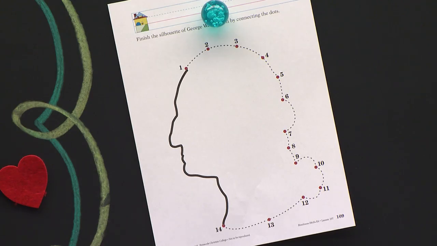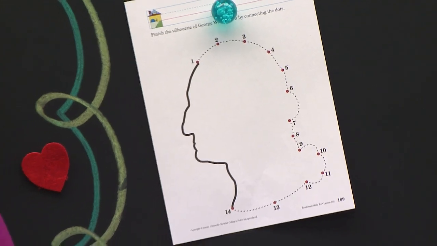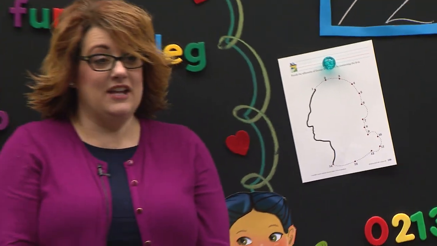What is his name? Let's see if I could call on somebody who could tell me what the very first president of the United States was. Carter, do you remember? George Washington. You are right, George Washington. And remember, his face is on one of our coins. What coin is he on? Angelina, do you remember? Quarter. The quarter, yes, good job.